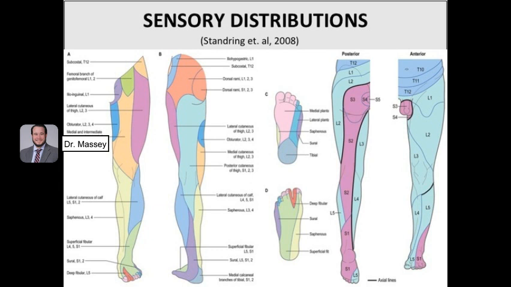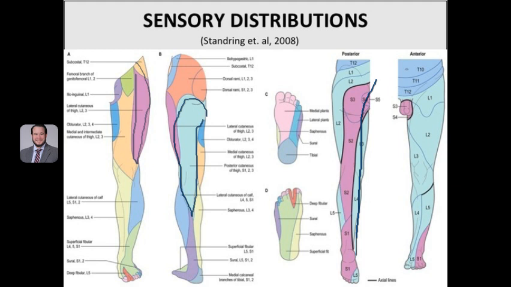So here we can see different sensory distributions, some more of the dermatomal distributions, dermatomal mapping, which will come into play a little bit more so when we're talking about examination. And here we can see some of the cutaneous distributions here mapped out. So when we're wanting to think about peripheral nerve injury versus nerve root injury, which we're going to talk more about in the examination lecture, remember these images.